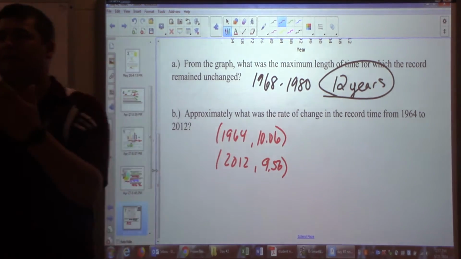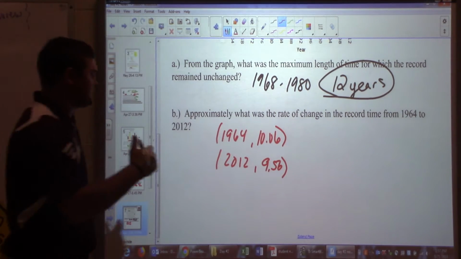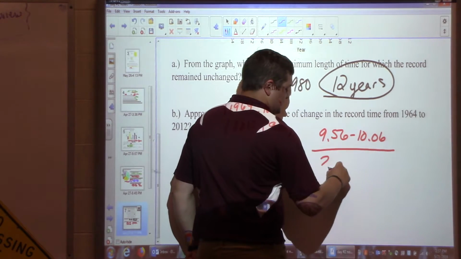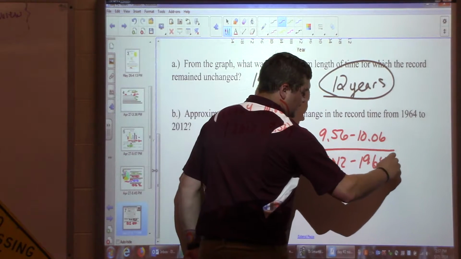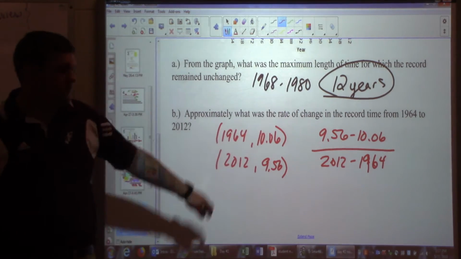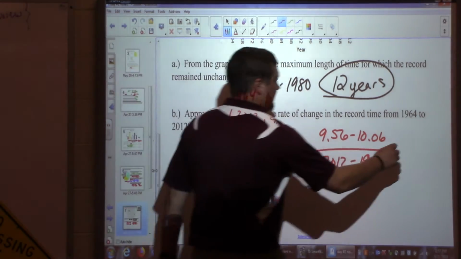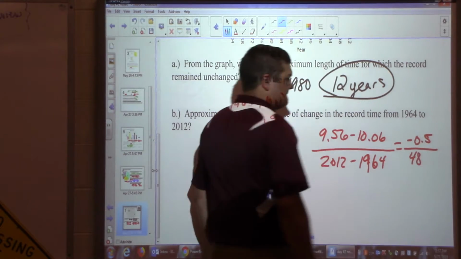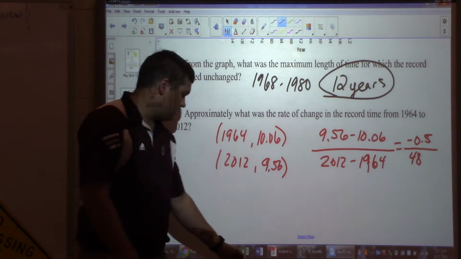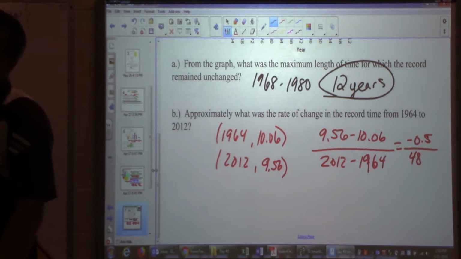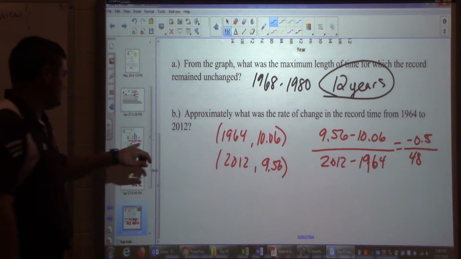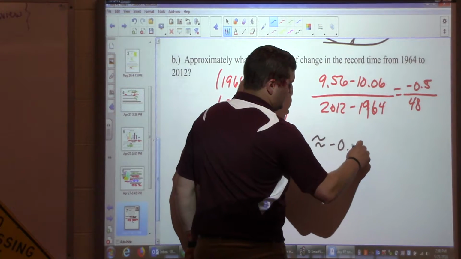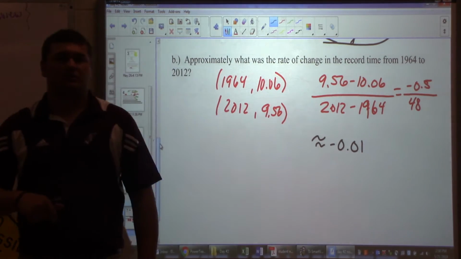Alright, so guys, back to the problem. Let's see, we're almost done. So change in y over change in x. 9.56 minus 10.06 over 2012 minus 1964. Right, change in y over change in x. I should get negative 0.5 over 48. Right? What's negative 0.5 over 48? Negative 0.01, approximately, to the hundredths. Negative 0.01. Well, I should probably put a label on that.